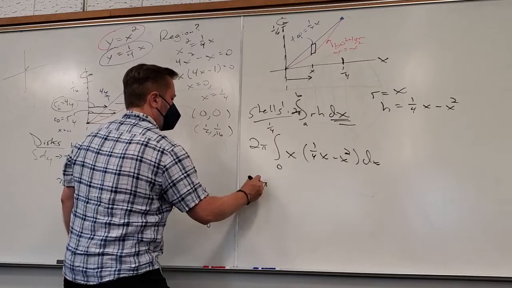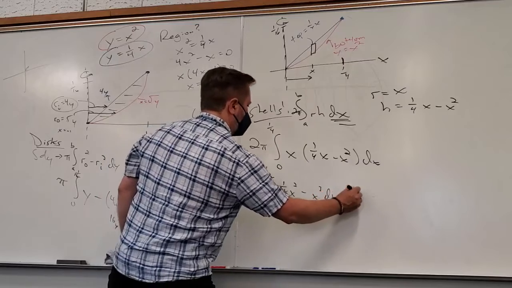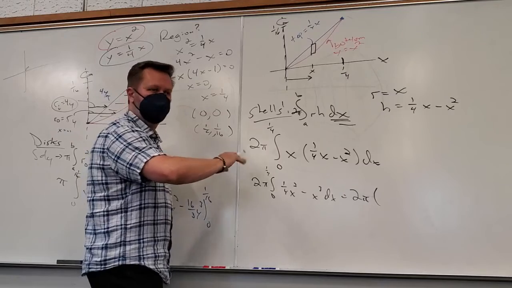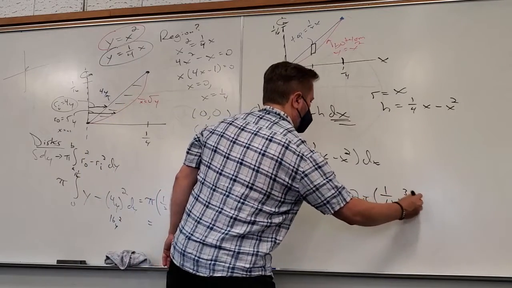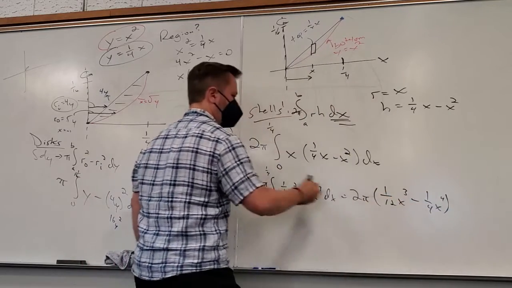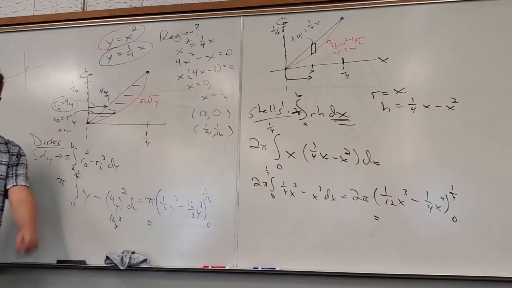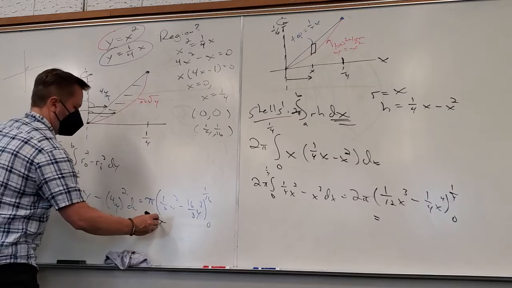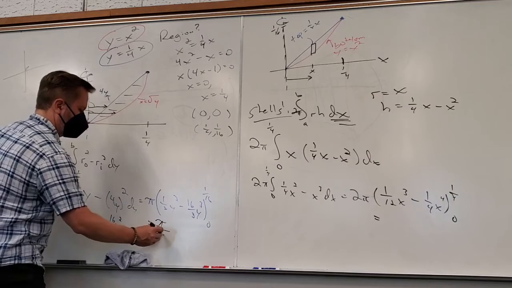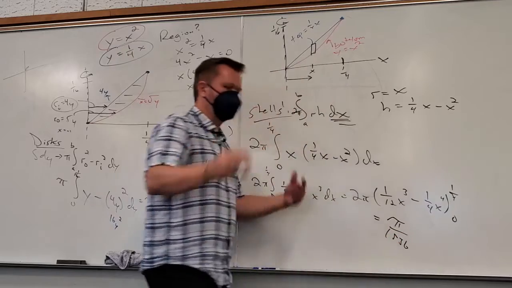So let's see, 2 pi integral 1/4 x squared minus x cubed, which is 2 pi. This will be 1/12 x cubed. Is that cool? Minus 1/4 x to the 4th from 0 to 1/4. And supposedly, we should get the same number. What do you get? Pi over 1536. Pi over what? 1536. Sure. I checked. I like it. It's fun.